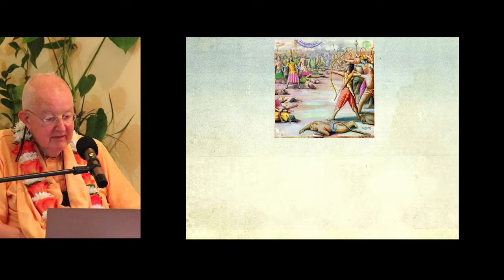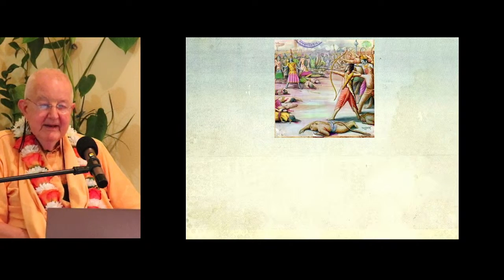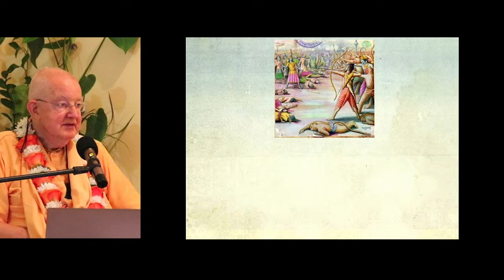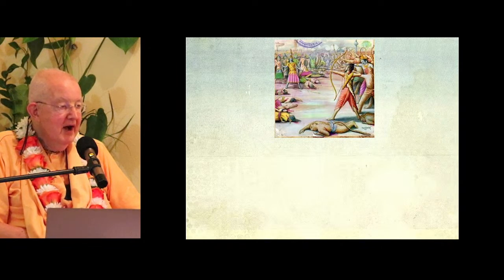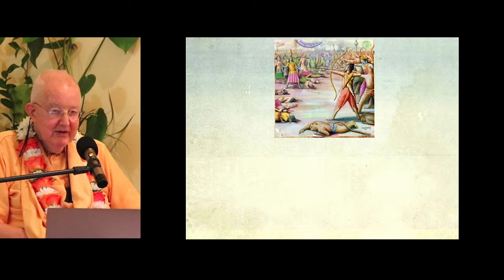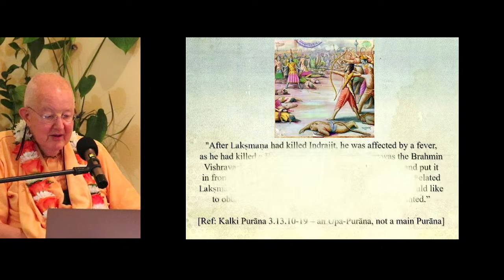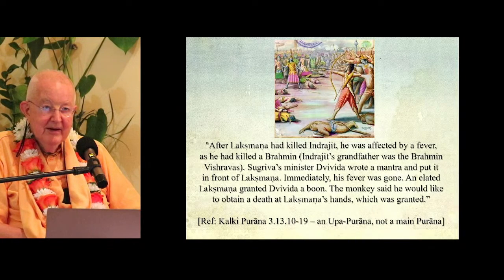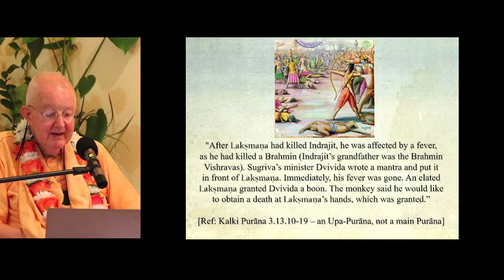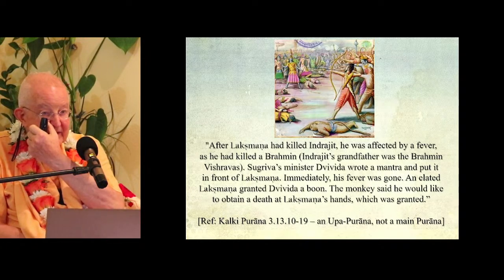So here's a nice painting where Lakshman is firing an arrow to kill Indrajit. Lakshman killed Indrajit. Indrajit was the son of Ravana. Ravana was born of a Brahmana father. And so, in one sense, Indrajit could be thought of as at least having descent from a Brahmana. So this is not a major Purana, but I came across this reference. Upa Purana, named Kalki Purana. So don't put too much weight on this, but here it is.